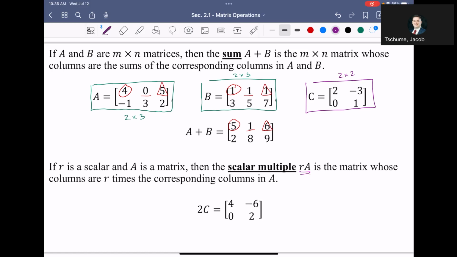From that definition, essentially what that means is that if I wanted to find something like 2 times C, it doesn't matter what the dimension of C is. All this is telling me is that I want to take the coefficient 2 and multiply every element of matrix C by that 2. By doing that, you can see that in the top row, 2 times 2 gave me 4, 2 times -3 gave me -6, and so on. So just like vectors, if you want to multiply a matrix by a scalar, it's as easy as just distributing it to every single term.